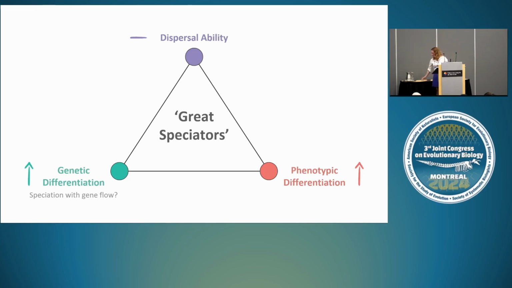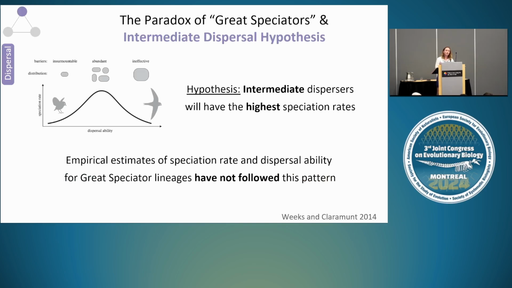Now, what about the role of dispersal? Dispersal ability is at the heart of the great speciator paradox. Too much will cause pervasive gene flow, and too little will inhibit island colonization and speciation. Therefore, it's hypothesized that intermediate dispersers will have the highest speciation rates. However, when empirical phylogenies of great speciators have been used to test this hypothesis, they did not support this relationship.